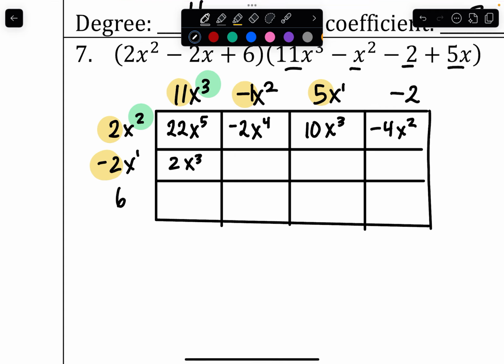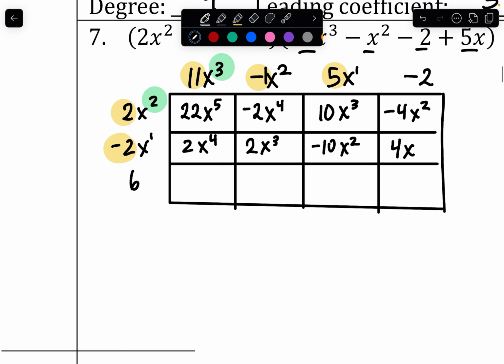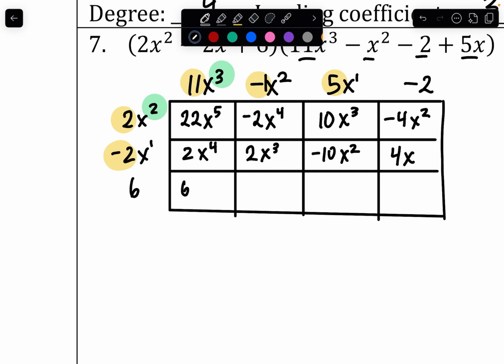Next, -2 times -1 is 2. X to the first times x to the third is x to the fourth. Add the exponents. Okay, and then -2 times -1 is 2, and then x times x squared is x cubed. -2 times 5 is -10, x times x is x squared. -2 times -2 is +4, and then we just have 1x. Last row, 6 times 11 is 66, and then we have the x cubed.